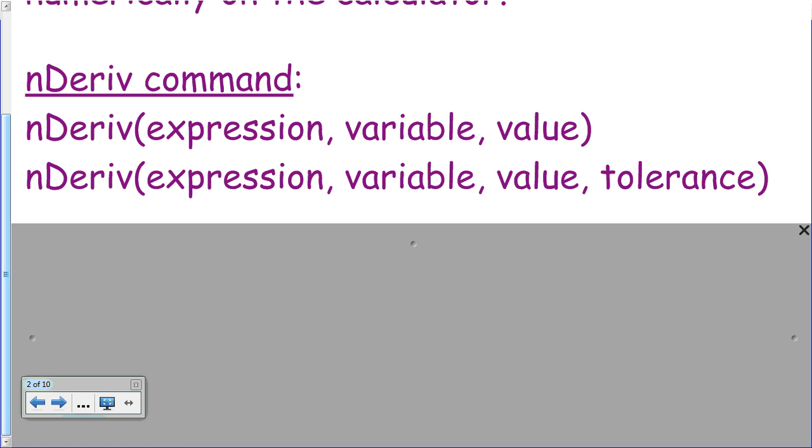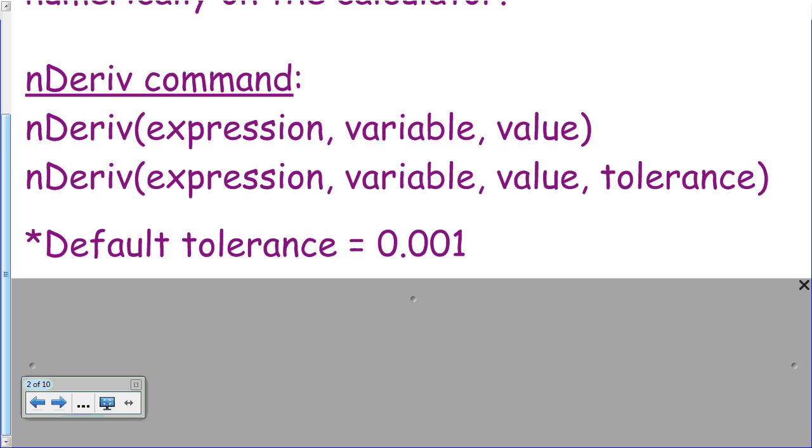If you leave off the tolerance, then it uses a default tolerance of 0.001. So it's a pretty small interval. For most functions we're going to deal with, that's a small enough interval that we don't need to mess around with it. So most of the time we won't specify tolerance. In fact, I can't think of a time where we'll need to specify the tolerance.